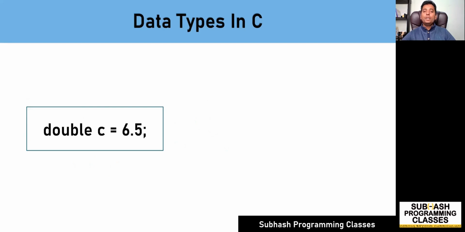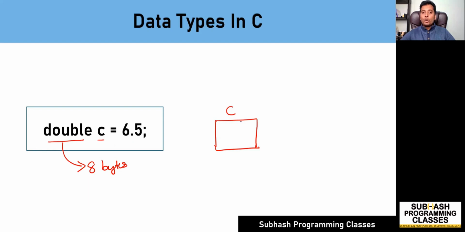Now coming to the next one, we have the double data type. This statement, double c is equal to 6.5, tells the compiler to allocate 8 bytes of memory location, right? So double indicates to the compiler to allocate 8 bytes of memory location. And after allocating 8 bytes of memory location, give it a name called c, right?